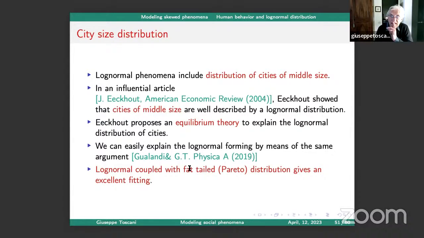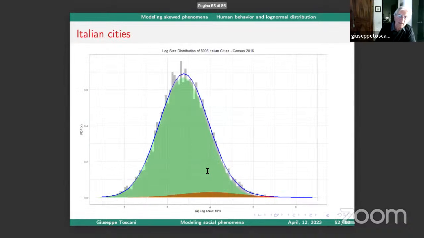In this case, log normal works well only exactly for the distribution of cities of middle size, since the largest cities follow a fat-tailed, so a Pareto distribution. So you have to match them together. Everything is written in log scale. For example, these are the Italian cities in green, and there is a small part, the 6%, in which we use a fat-tailed distribution to obtain this picture.